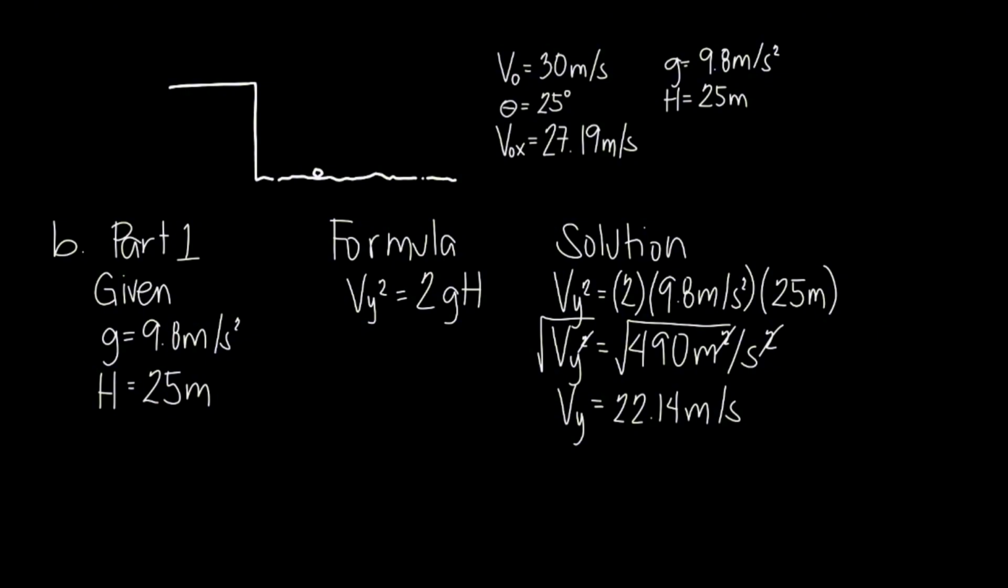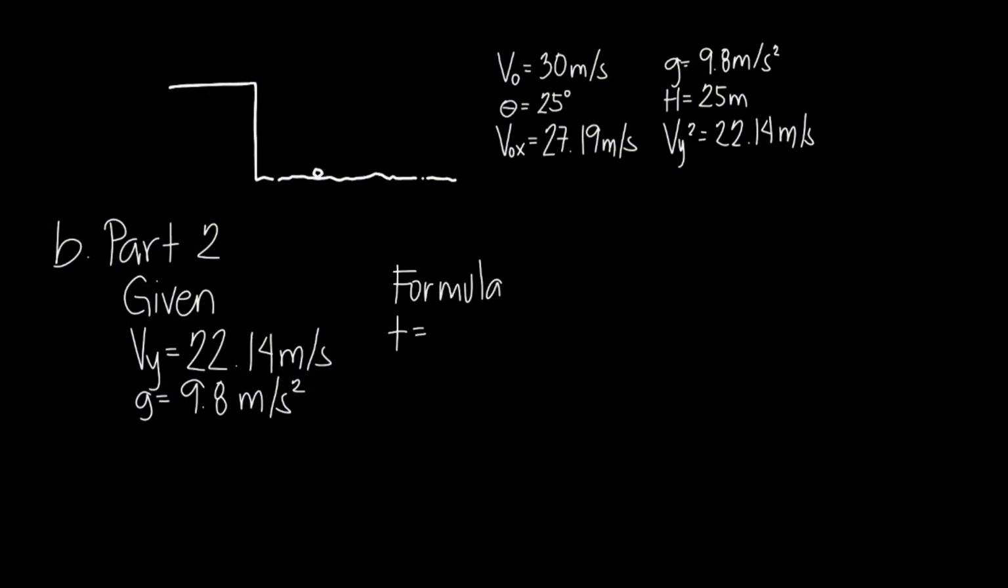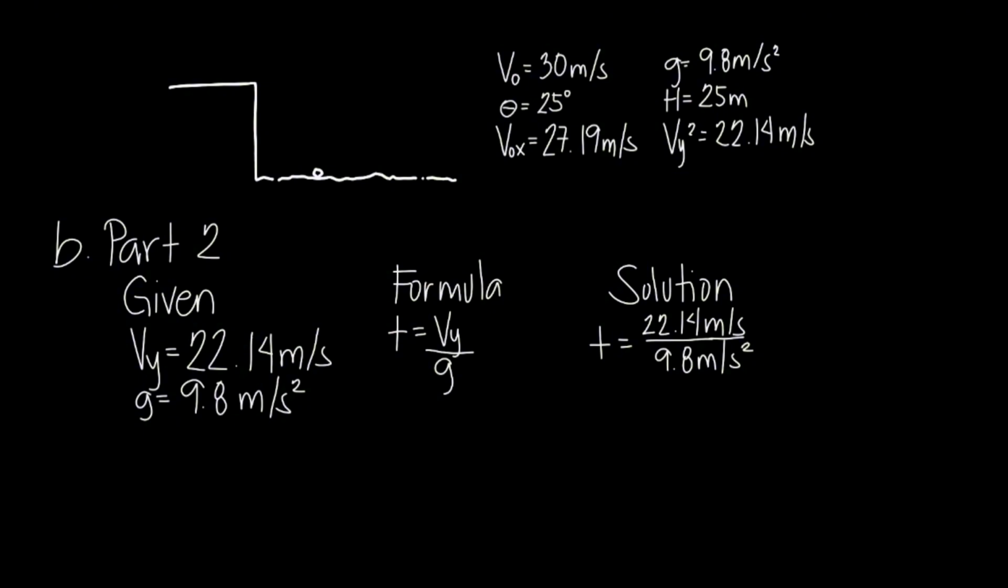Now, since we have the value of the final vertical component, we can now compute for the time, which is part 2 of letter B. The givens are the final vertical component, which is 22.14, and the gravity, which is 9.8 meters per second squared. And the formula that we are going to use would be time is equal to the final vertical component over the gravity. Now it's time to do the math. We just need to substitute all the values of these variables. Time is equal to 22.14, which is the final vertical component, over the value of gravity, 9.8 meters per second squared. Then cancel out units, then we will have the answer, which is 2.26 seconds.